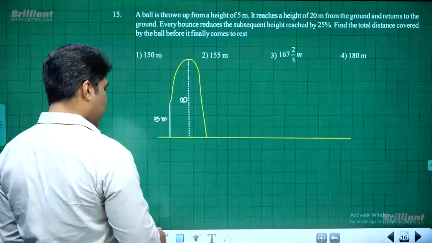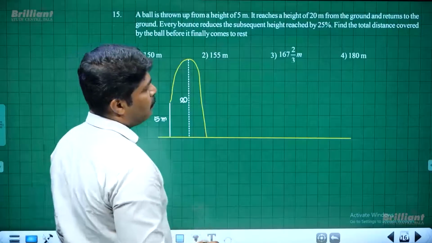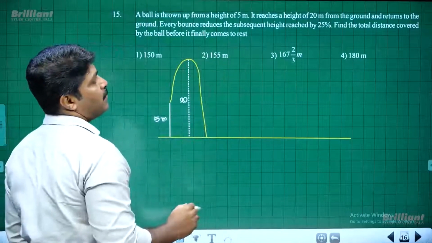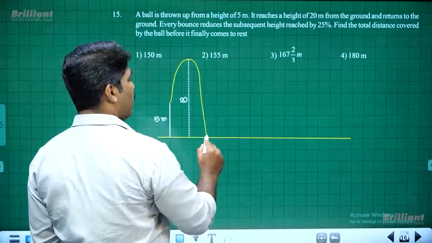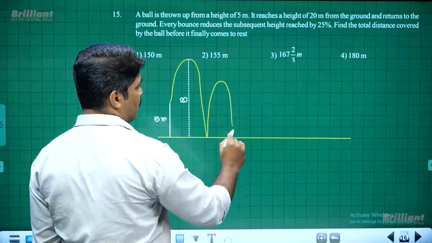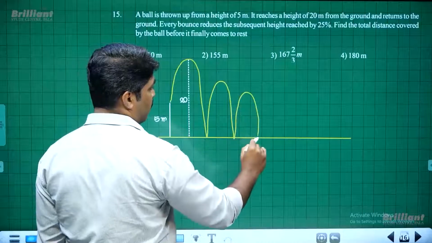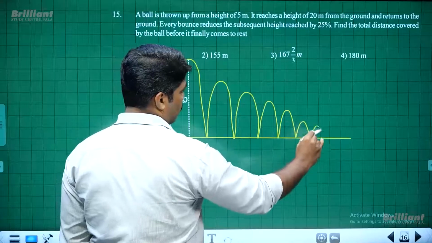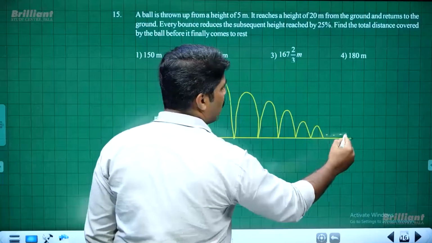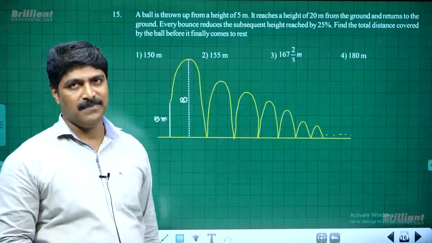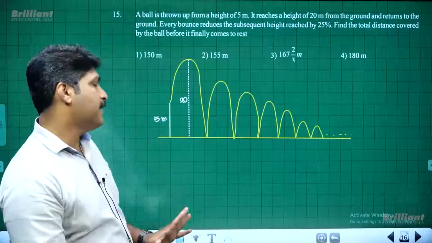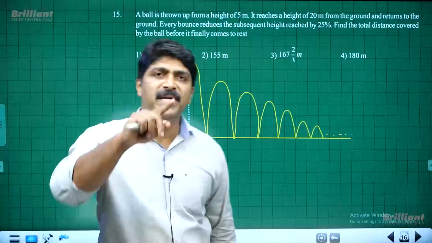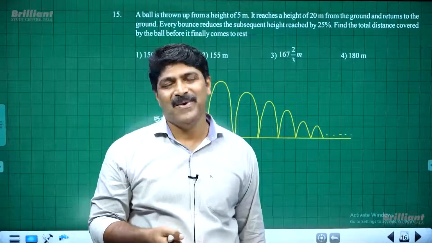So what will happen? Then it bounces, and the subsequent height reached is reduced by 25%. So each height is 25% lesser than the previous one, and so on and so on. The process will continue like this. Therefore, we have to consider the total distance covered, which means the upward journey and the downward journey.